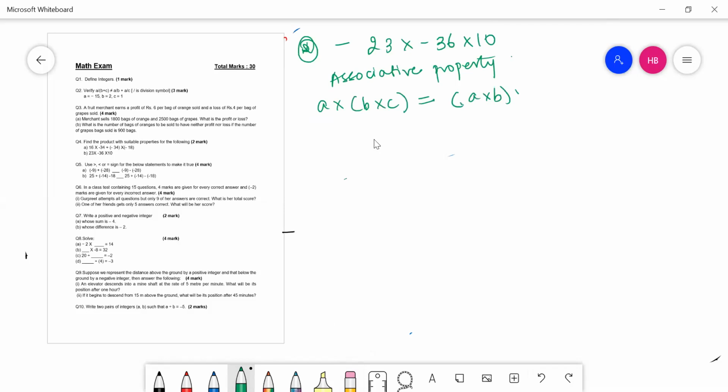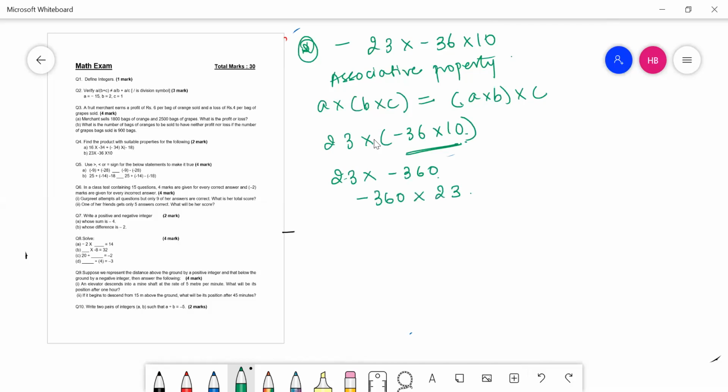It doesn't matter which two pairs you take first and multiply, you will always get the same answer. So here I felt that doing this multiplication first is easier. That's why I'm going to solve this, because any number multiplied with 10 is easier to solve. So I will get 23 into minus 360, right? Minus 36 into 10 will give 360. So my question will be 360 into 23.